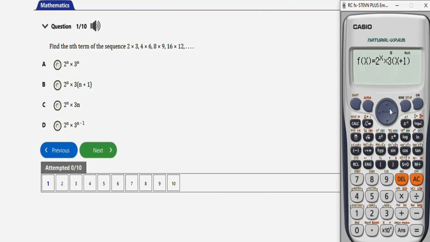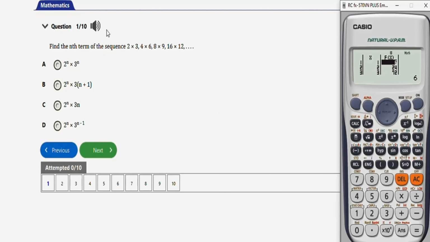Let's go back. Let's check option C. Alright, so it has to be option C. But let's verify: times 3, and that's 3x. Okay, press equal to. Yes. So we have 6, 24, correct. So it's option C, guys.